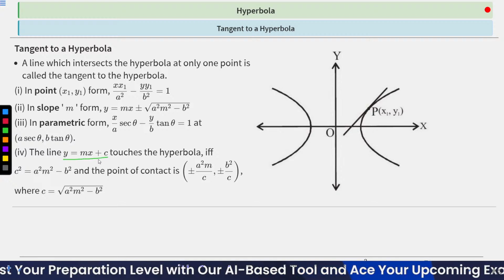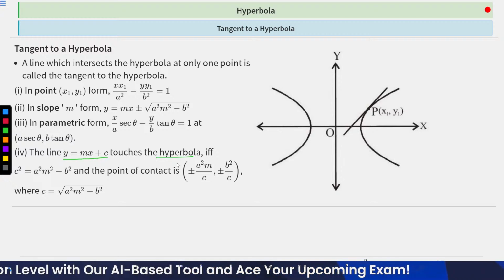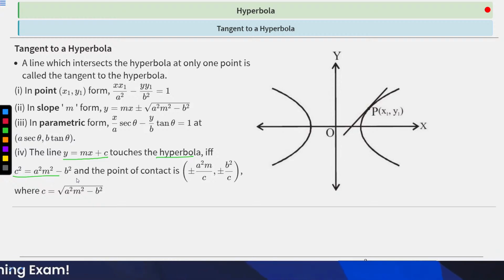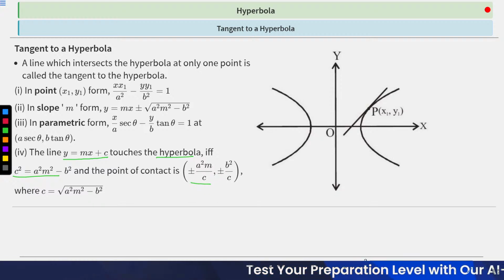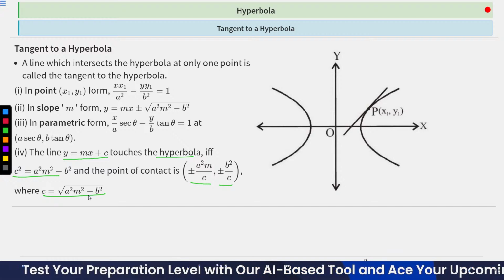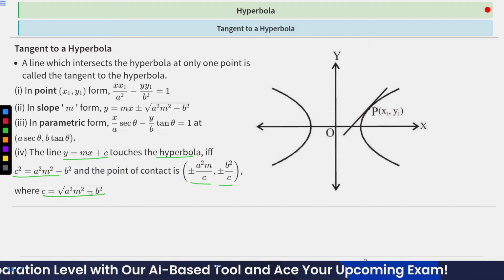The line y is equal to mx plus c touches the hyperbola if and only if this condition holds: c square is equal to a square m square minus b square, and the point of contact will be plus minus a square m by c, comma, plus minus b square by c, where c will be root of a square m square minus b square.